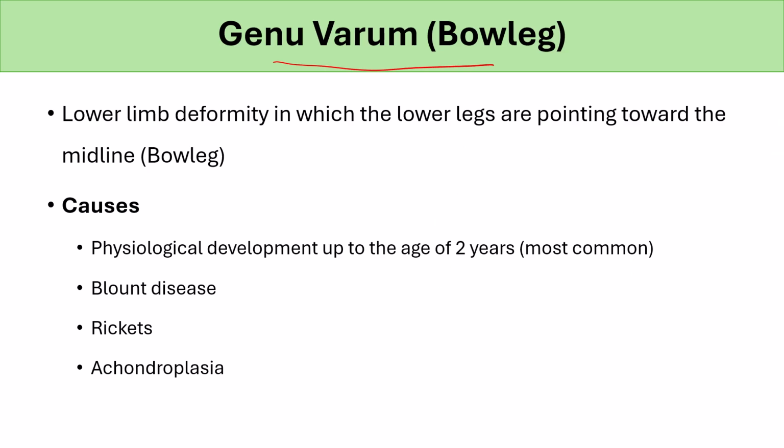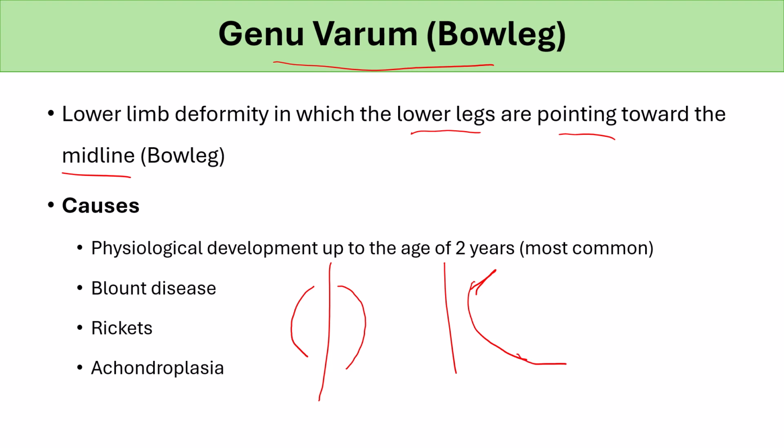Genu varum means a bow leg, meaning turning to the inside, like that. But valgus is to the outside. So varum means a bow leg. This is a lower limb deformity in which the lower legs are pointing toward the midline, like that, towards the midline. Here, valgus will be outside or away from the midline.